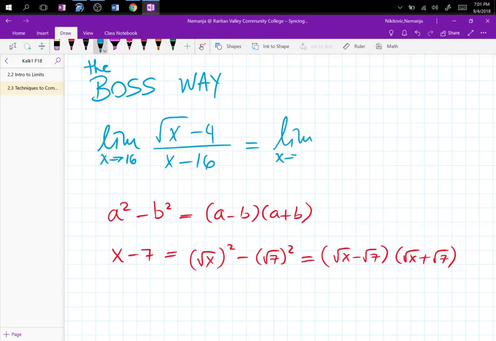Limit as x goes to 16. The numerator is root x minus 4, and the denominator is root x minus 4 times root x plus 4.